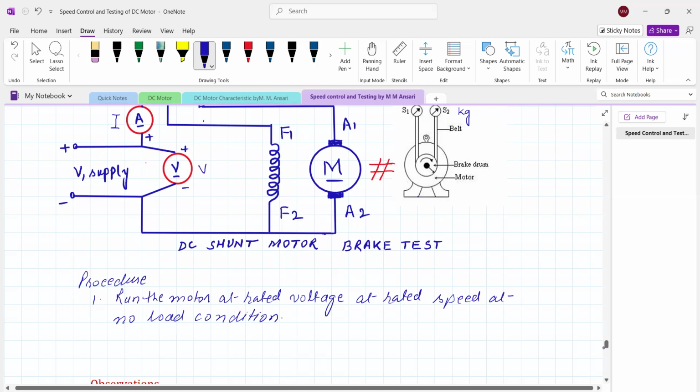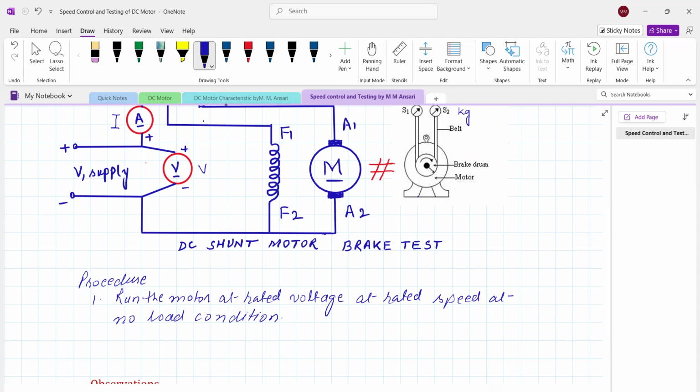No load condition means the spring balances S1 and S2 are showing zero value. It means no brake is applied over the pulley of the motor. That's why the motor is in no load condition. Under no load condition, we will find the speed is the rated one. What is the rated speed? It is the speed which is shown over the nameplate, and it is called the rated speed.